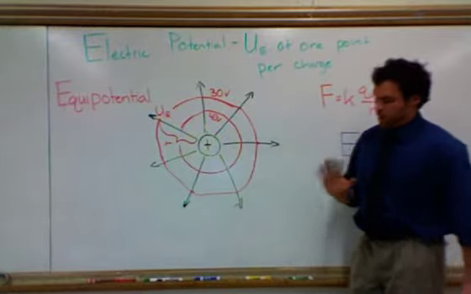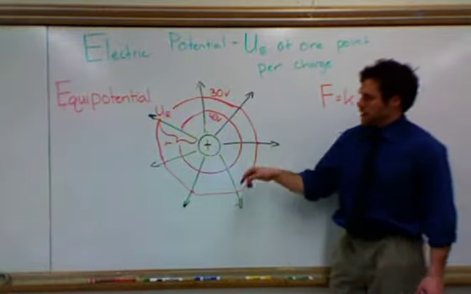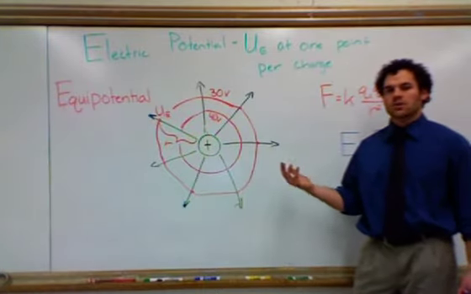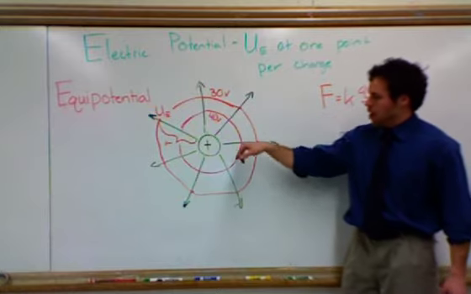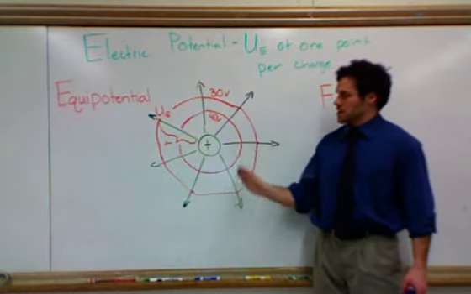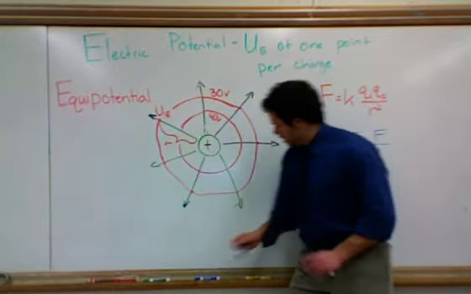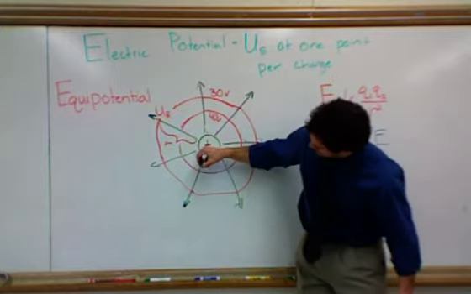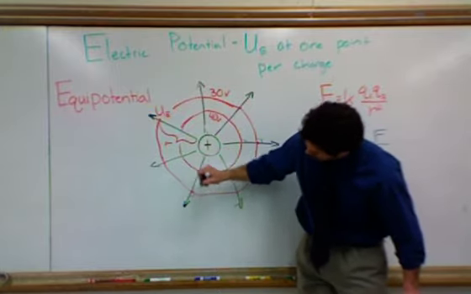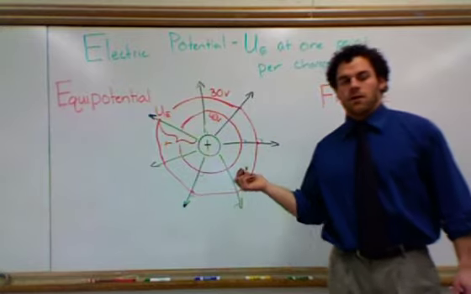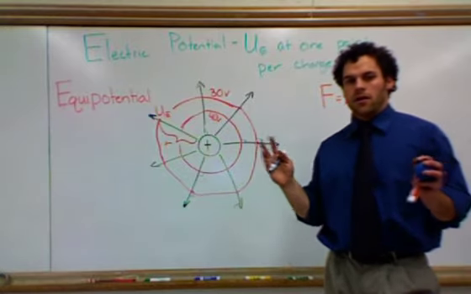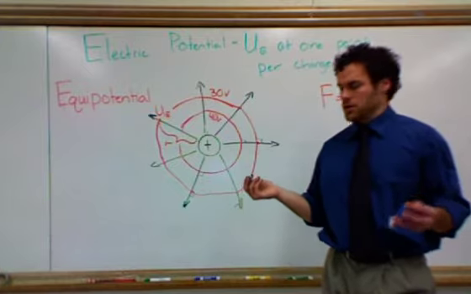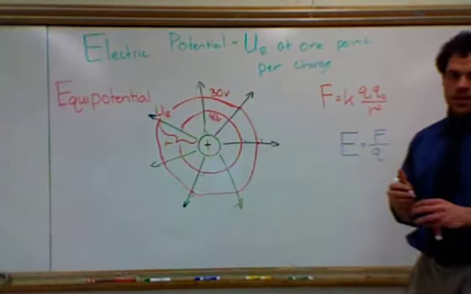A couple of things to notice about the potential lines and the electric field lines. They're always related. The electric field lines are always going to be perpendicular to the equipotential line. So if we go along here, this is perpendicular right along here, and this should be perpendicular right there. The electric field lines, as they move out of or into a charge, depending on the nature of the charge, are always going to be perpendicular to the equipotential line.